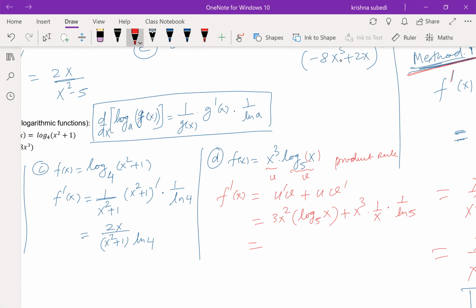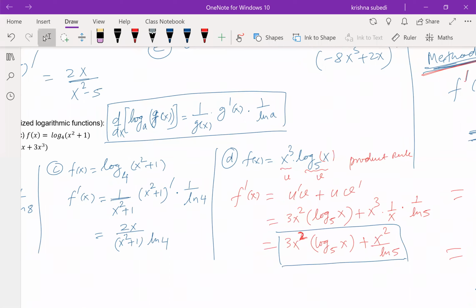Looks a little ugly, so let us write it in a nice form. 3x squared log to the base 5 of x plus this will be x squared over ln 5. This is our answer. Any question? Okay, no question.